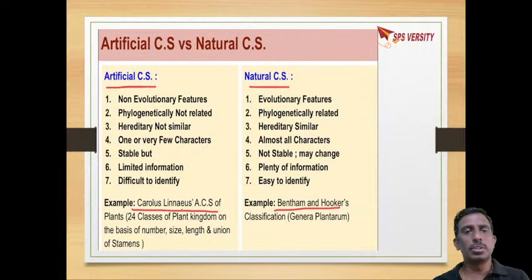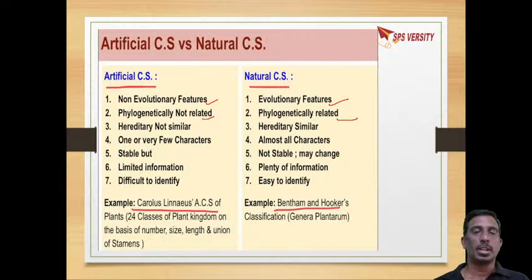So here you can look into this. So here, slide map dekhte, artificial classification system and natural classification system ka differences kya hai. In artificial, they are non-evolutionary features. In natural, evolutionary features. Artificial, no phylogeny, not related; natural is related to phylogeny. Heredity, not similar; in natural, their heredity is similar.